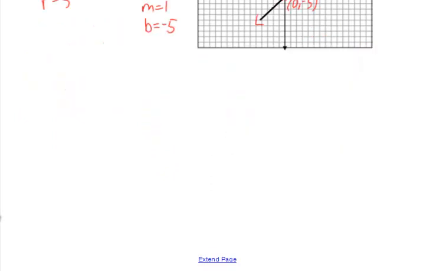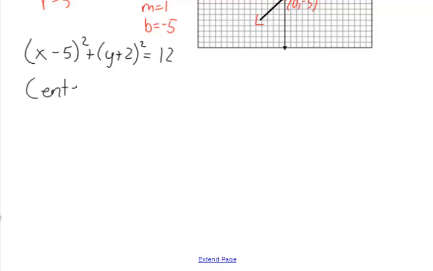And I just want to add one question on here, just because we haven't done a lot of this. But what if we have x minus 5 quantity squared plus y plus 2 quantity squared equals 12? Okay. Well, that's a circle. So I want to find the center and the radius. Just as a reminder, for the center, switch the sign. Minus 5 becomes plus 5. Plus 2 becomes minus 2.